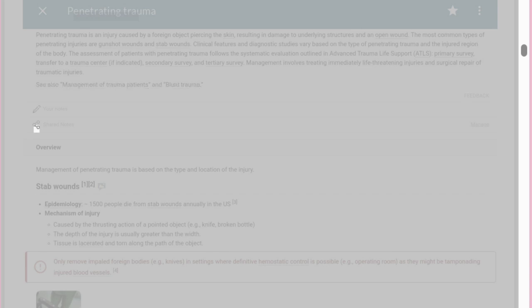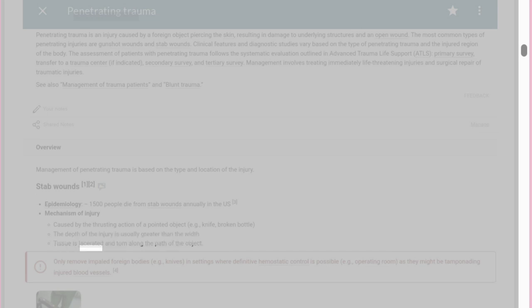Overview. Management of penetrating trauma is based on the type and location of the injury. Stab wounds. Epidemiology: 1,500 people die from stab wounds annually in the U.S. Mechanism of injury: caused by the thrusting action of a pointed object, for example a knife or broken bottle. The depth of the injury is usually greater than the width.